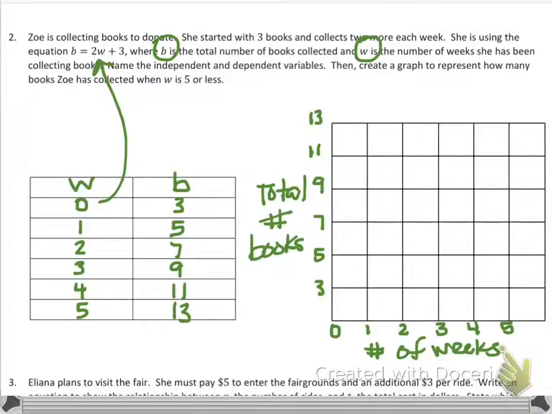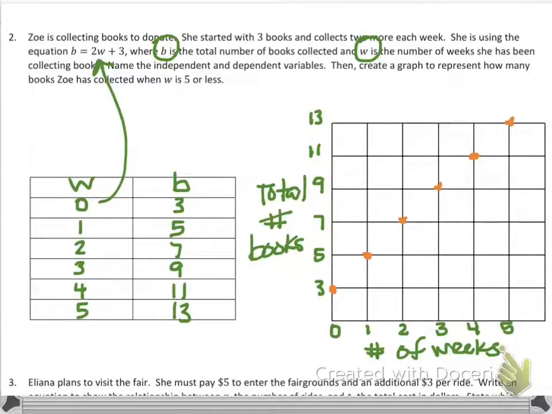And when we graph those points, we get, after 0 weeks, 3 books. After 1 week, 5 books. After 2, we have 7. After 3, we have 9. After 4, 11. And after 5, 13.